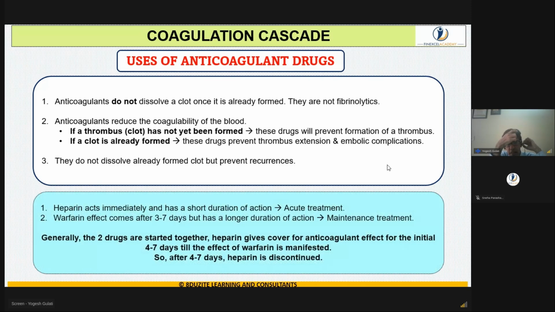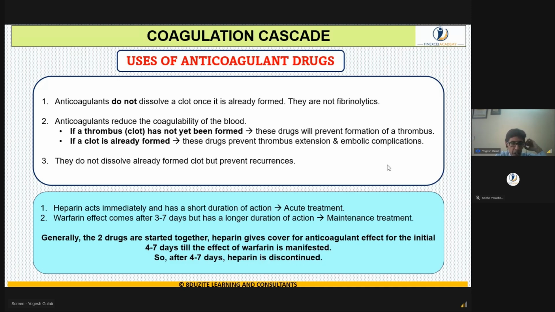Next, heparin. We have already talked about this. Heparin acts immediately. It has a short duration of action, so it will be used in acute treatment. Immediately when the patient comes, you need to give heparin. If you want immediate anticoagulant action, warfarin is not to be given. Heparin is the drug of choice. The effect of warfarin comes after 3 to 7 days, but has a longer duration of action. So it is given for maintenance treatment.